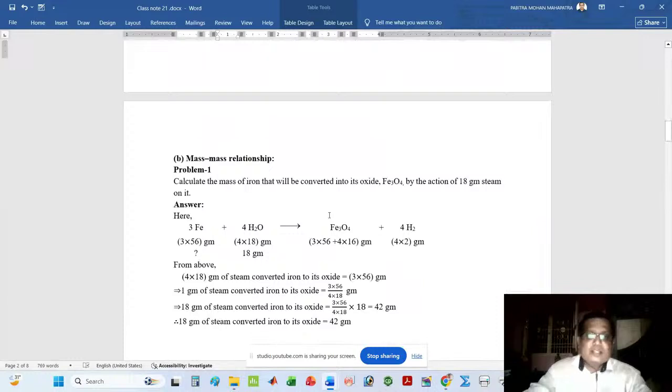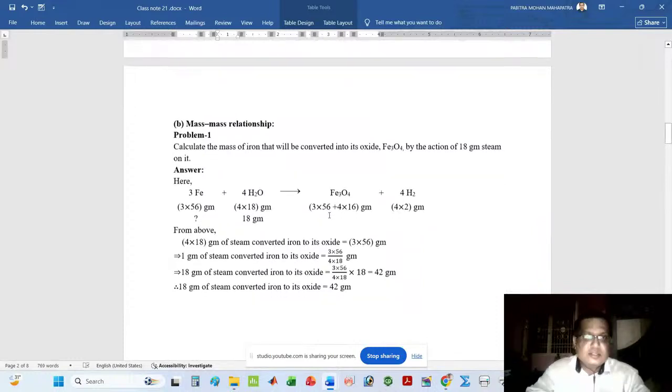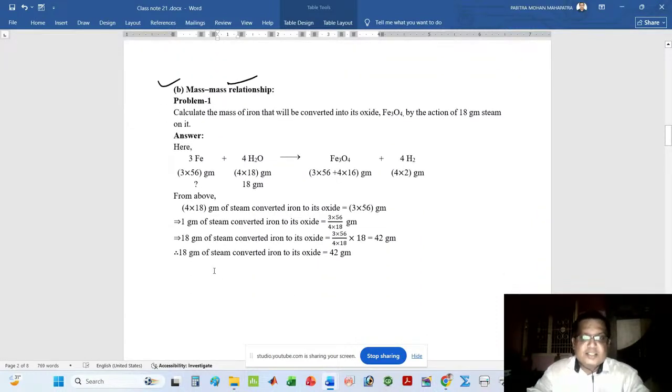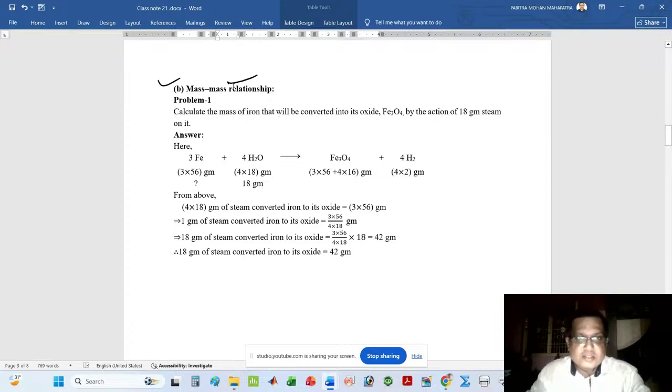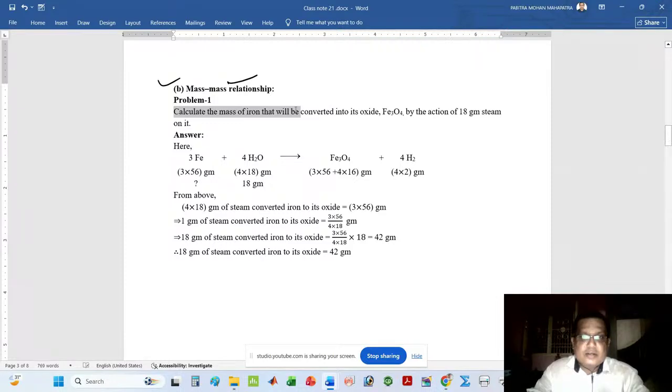Next, move to the second relation, that is the mass relationship. Problem number 1: here mass is given and the target is also mass. Calculate the mass of iron that will be converted into oxide by the action of 18 gram of steam on it. That means the reactant is iron, converted into oxide, and the product is Fe3O4, by the action of 18 gram of steam.